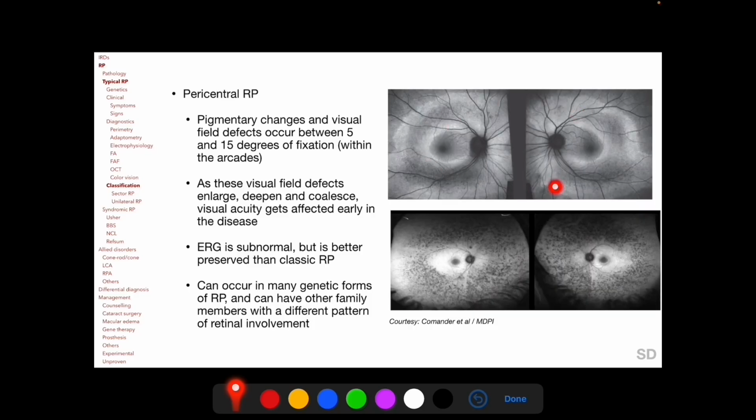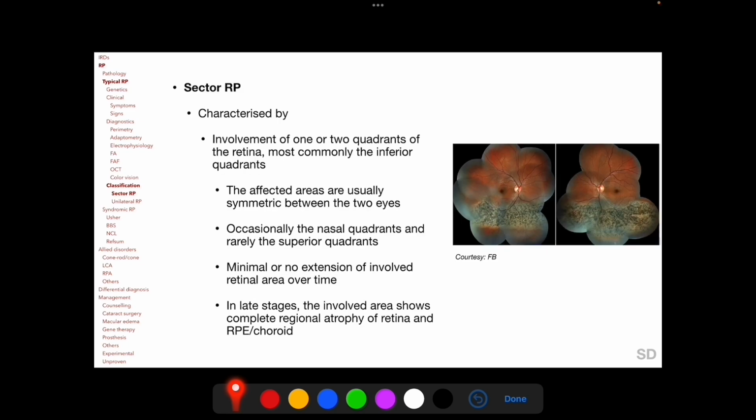These two photographs show the fundus autofluorescence findings in pericentral RP and classic RP. In pericentral RP, the hypoautofluorescent region is mostly within the arcades, and in classic RP, the hypoautofluorescent region is mostly outside the arcades. Sector retinitis pigmentosa is characterized by involvement of one or two quadrants of the retina, most commonly the inferior quadrants, as seen here in these two photographs from the eyes of a patient with sector retinitis pigmentosa.